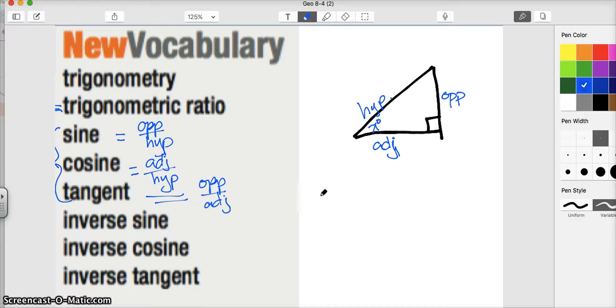So if I were to think about the sine, I would say the sine of an angle x. Notice the abbreviation for sine is SIN. It's not sin, it's sine here. So the sine of x is equal to the opposite value, or the length here, over the hypotenuse. That value will be the sine of that angle.